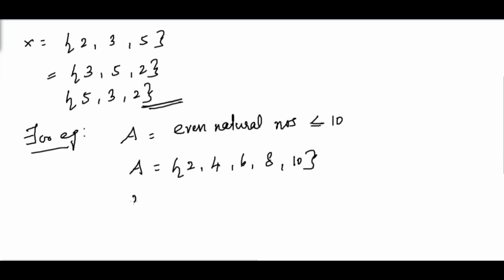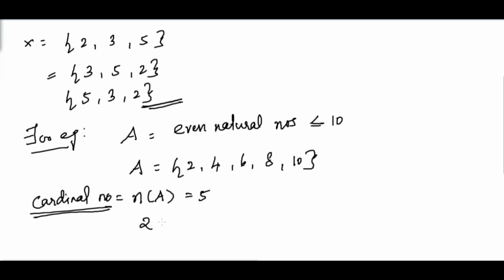So we can write n of A. n of A represents the number of elements of the set A, which is equal to 5. This is also called the cardinal number. The cardinal number of the set A, that is n of A, is equal to 5. It's very clear. 2 is an element of A, 4 is an element of A, 6, 8 and 10 also. So how can we represent an element of A?